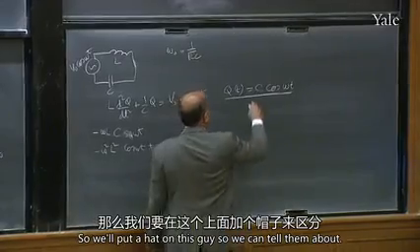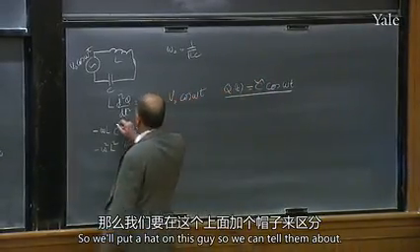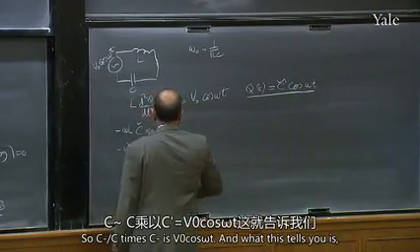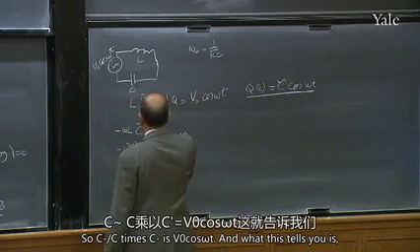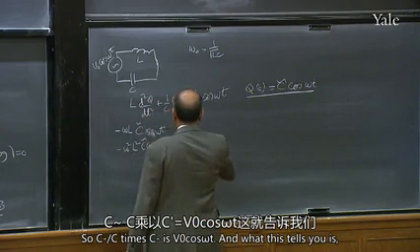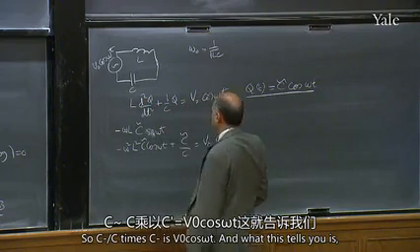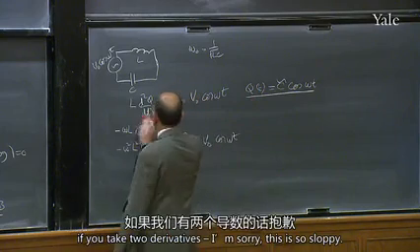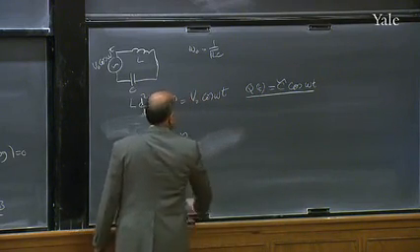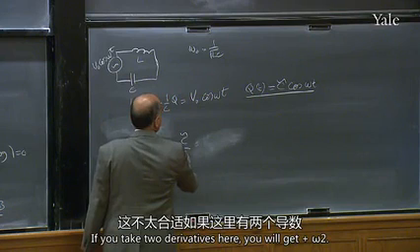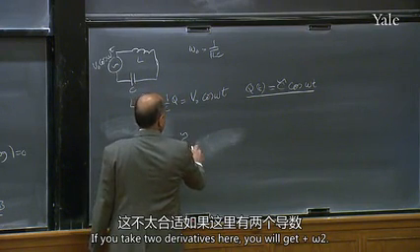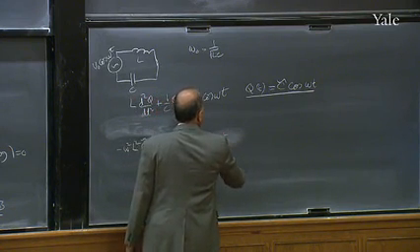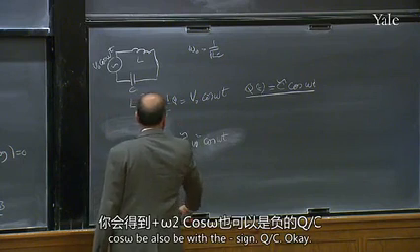So we'll put a hat on this guy so we can tell them apart. So it's C twiddle over C times C twiddle is V0 cosine omega t. And what this tells you is, if you take two derivatives, I'm sorry, this is so sloppy. If you take two derivatives here, you will get plus omega square cos omega t, also with a minus sign.